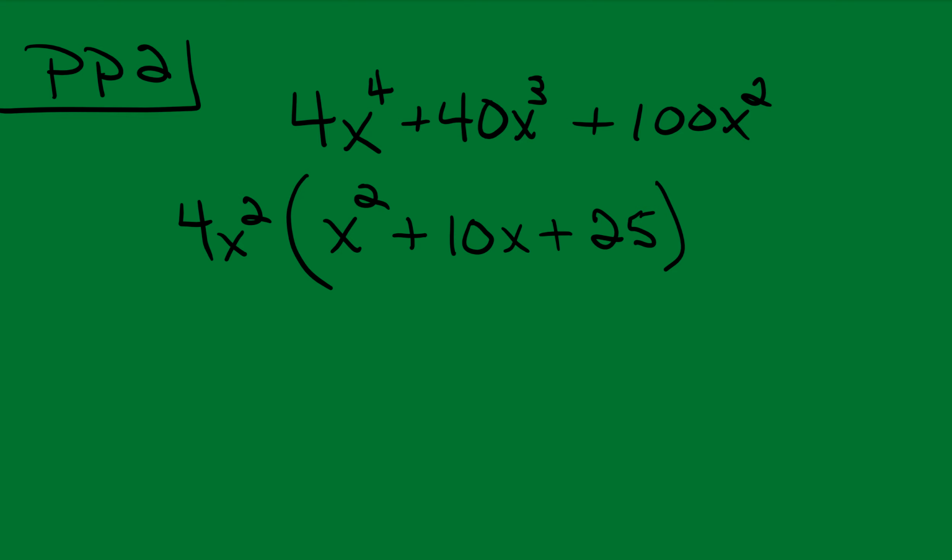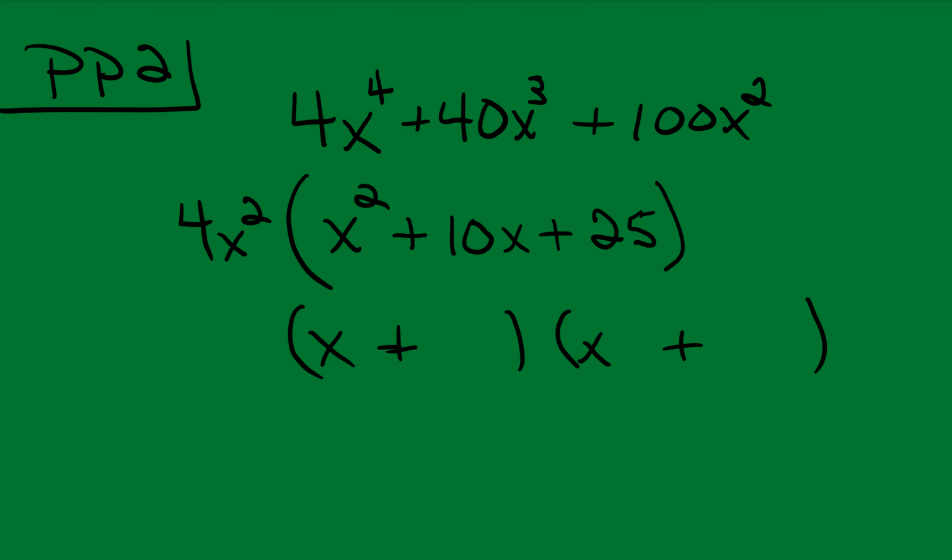Okay, and now I've reduced this x to the fourth problem to an x squared problem. So now this is a trinomial where the lead coefficient is 1, and oh, that's the easy one that I can just fill in. So I've got x here, x here. They're both plus signs in the problem, and I'm going to put plus signs here in our answer.